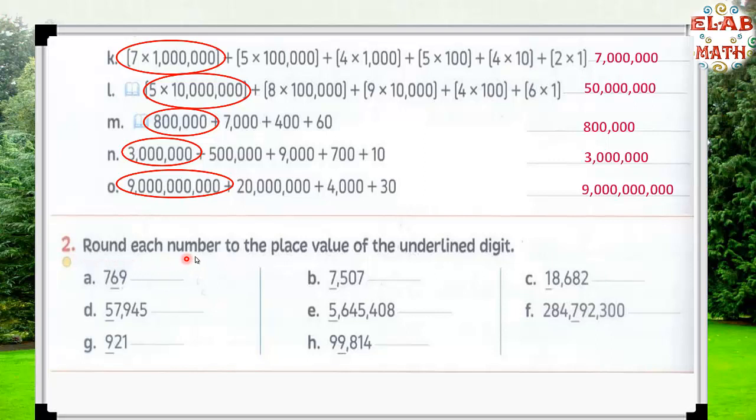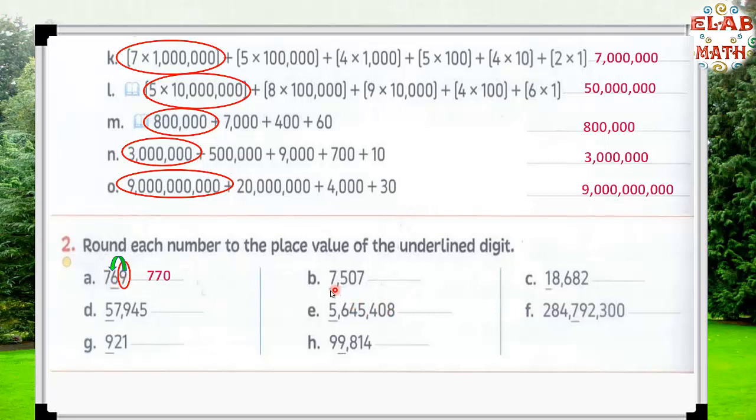Next one, round each number to the place value of the underlined digit. We have here this digit. Here we have 9 after 6. We said you should look at the next digit on the right side, make a circle over this digit and see if the circled digit is more than or less than 5. 5 or more, add 1 to 6. Less than 5, write 6 without a change. We have here 9. 9 is more than 5, that means you should add 1 to 6 to be 7. We have here 770.